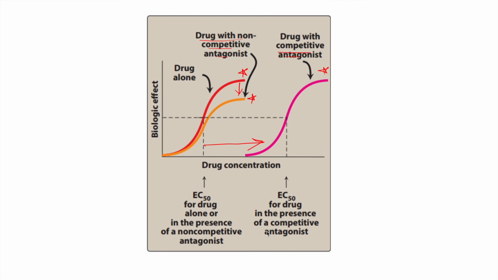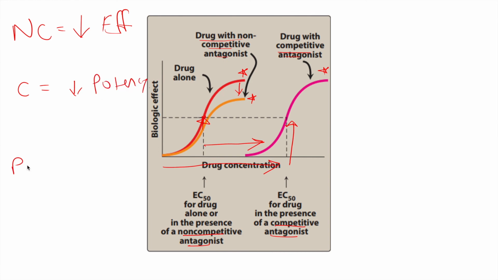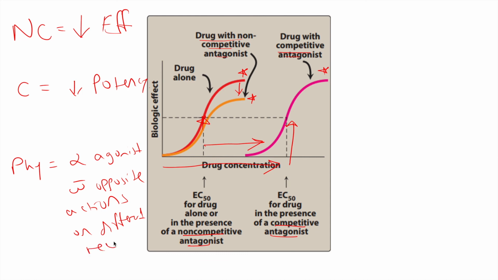So, EC50 of a drug in presence of a competitive antagonist is all the way on the right side of the chart because we just need so much more drug concentration to produce the effects necessary in presence of a competitive antagonist. However, the EC50 for a drug alone or in presence of non-competitive antagonists is the same. Very similar, actually. The only thing it prevents is maximum response. So remember this. A non-competitive will decrease efficacy. A competitive will decrease potency. A physiologic antagonist will have two agonists with opposite actions on different receptors. These are the antagonists of the intrinsic activity.